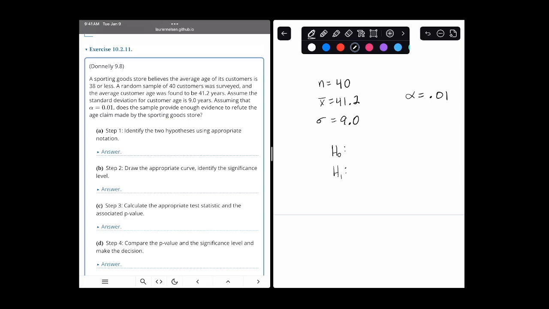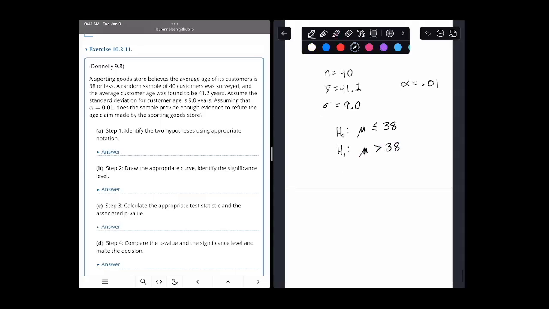So the question is, do we have enough evidence to refute their claim? That means their claim should be the null hypothesis, and we want to see if we have enough evidence to reject it. These are both going to be about the mean. Their claim is that the average age is 38 or less, so our null is that mu is less than or equal to 38. And the alternative is that the mean is bigger than 38. This makes sense because our sample mean was bigger than 38, and we want to see if we have enough evidence to conclude that the alternative is true. So here's our setup. We have our statements.